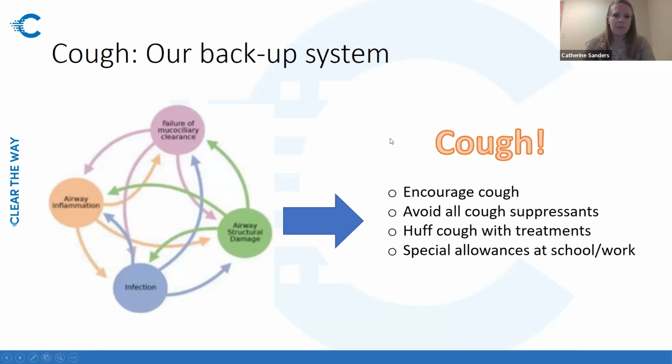So I also always stress that people with PCD should have special allowances at school and work. So kids should have a 504 plan for school, and adults who work should also have some accommodations in place. So if they need to excuse themselves to the restroom to cough up some mucus, or they need to have tissues at their desk, or whatever accommodations they may need, it's important to do that so that people with PCD can feel like they're able to cough when they need to. Next.